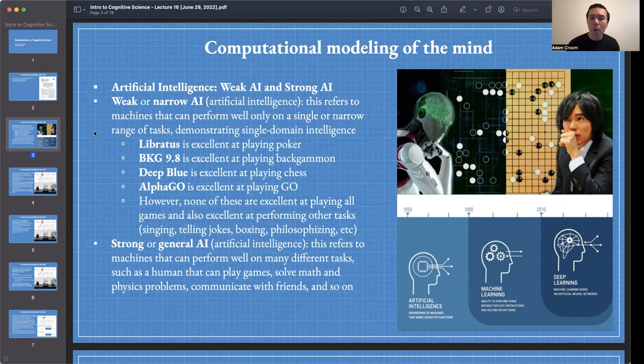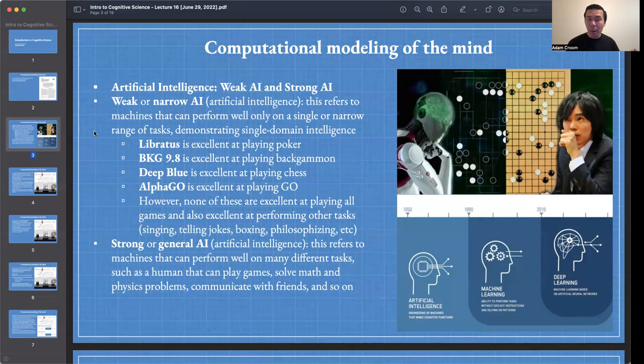For example, Libratus is excellent at playing poker. TD-Gammon is excellent at playing backgammon. Deep Blue is excellent at playing chess. And AlphaGo is excellent at playing Go. In fact, these programs are so excellent in their single tasks or in their single domains of intelligence that they outperform humans, the best humans in these games.